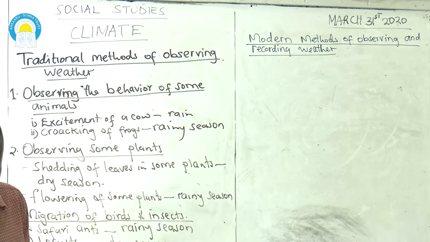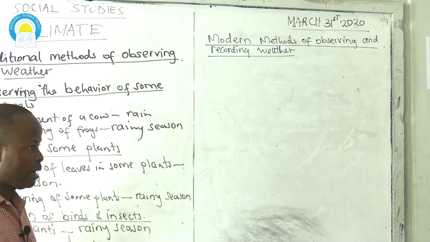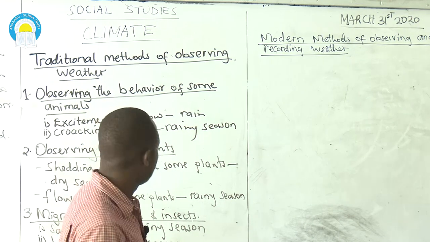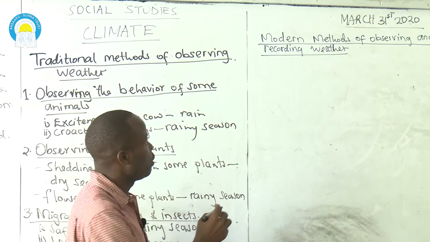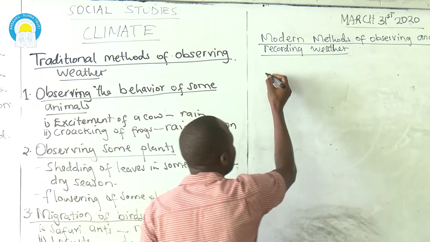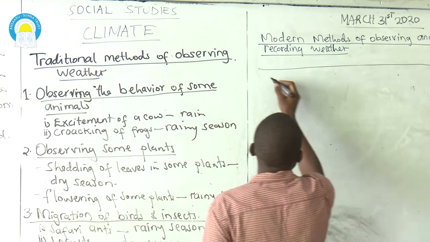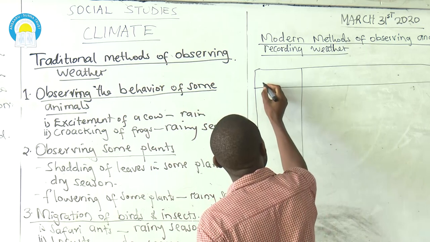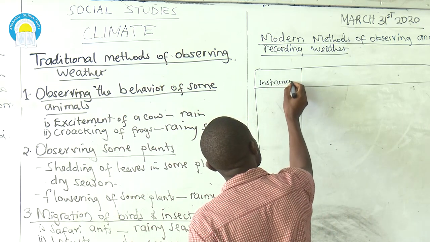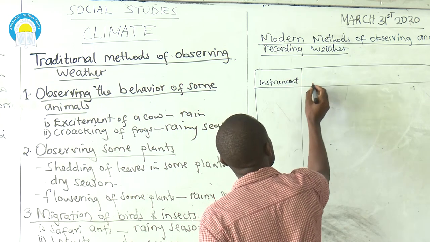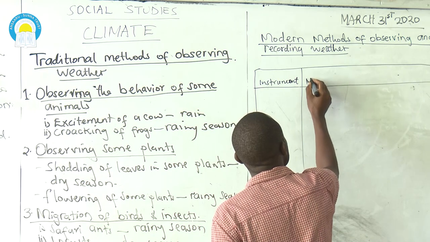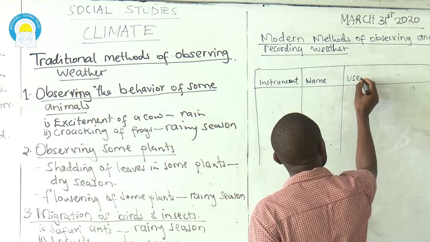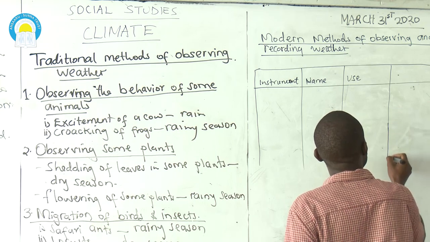So here, I want to give you an activity. As a learner, I want to give you an activity. You are going to draw the instruments. So you are going to have a table. Your table is going to have these columns. Here you are going to draw the instrument. Here you write its name first. First of all, you name it. The name of the instrument. The use. And then the units.